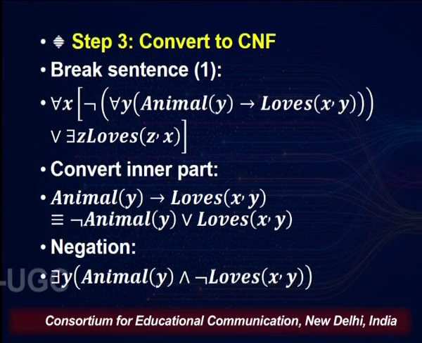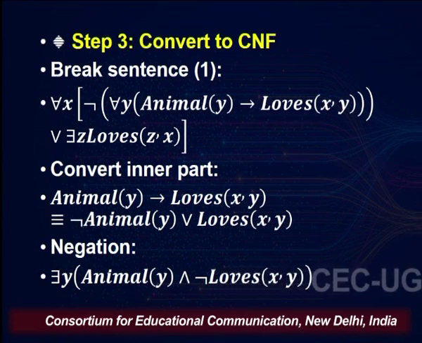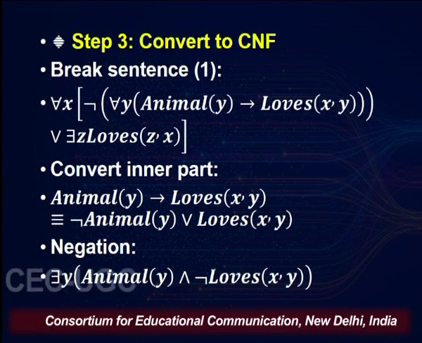Now, in order to convert them into CNF, which is clausal normal form, we will break the first sentence because it has nested quantifiers. So, we have for all x, negation of for all y, animal y implies loves x comma y, and we have applied the equivalence rules.